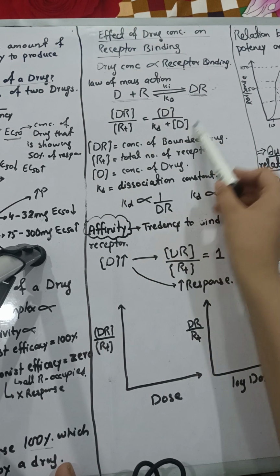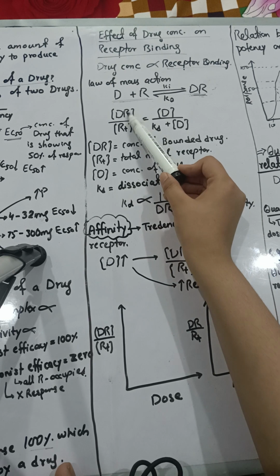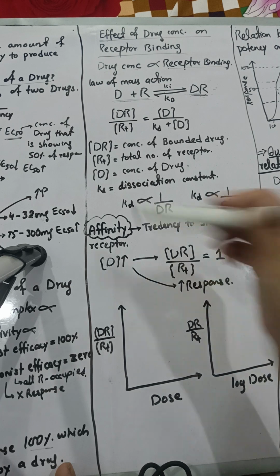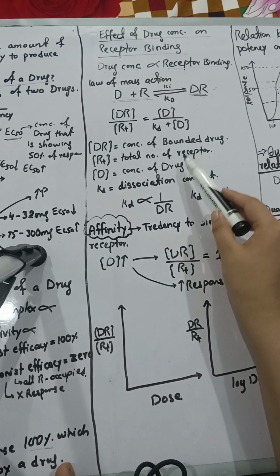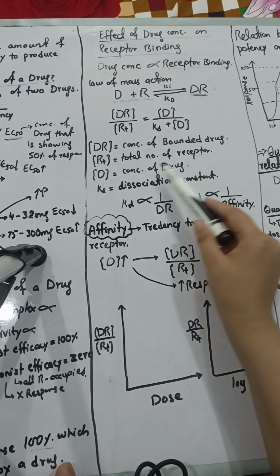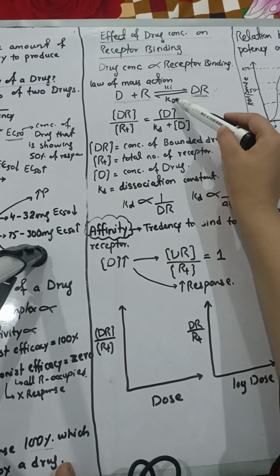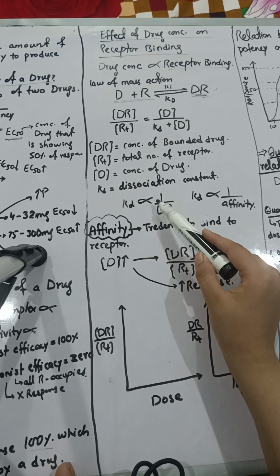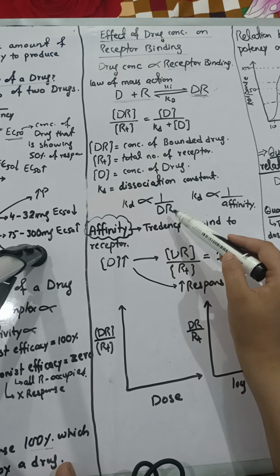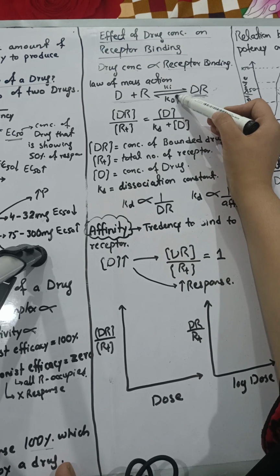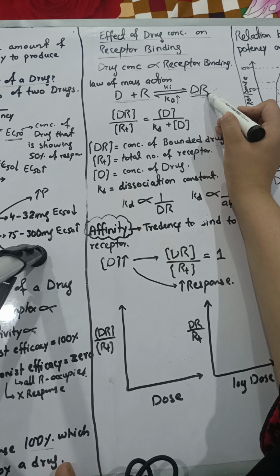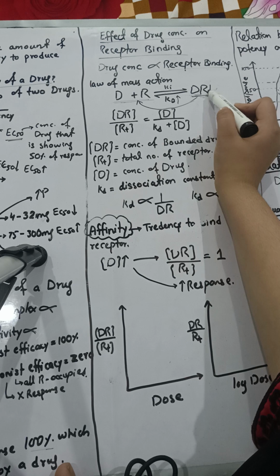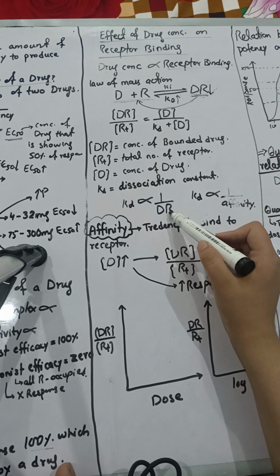Now here the formula is applied according to the law of mass action. DR is equal to the concentration of bound drug, the drugs which are bound to your receptors. RT is the total number of receptors given to you. D is the concentration of drug, and KD is the dissociation constant. Now your KD is inversely proportional to your DR. When a drug's KD increases, it means your DR is more and more converting into this form, so your DR concentration decreases. Therefore they have an inverse relationship.